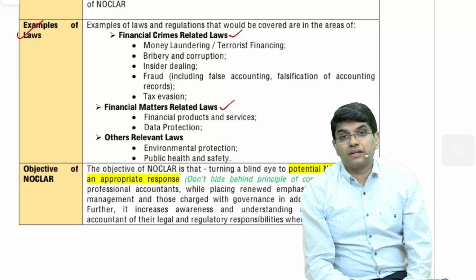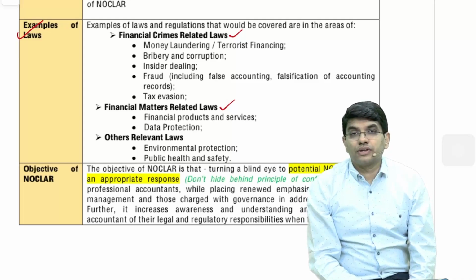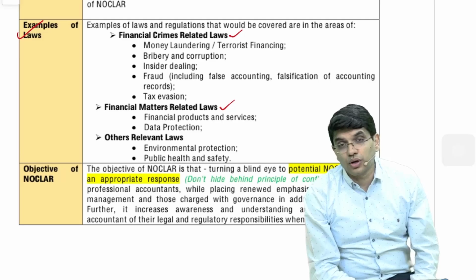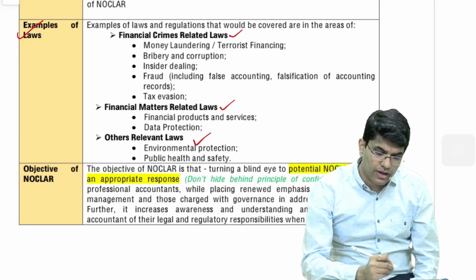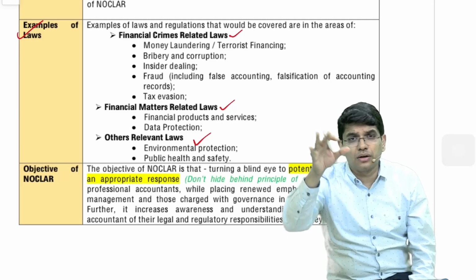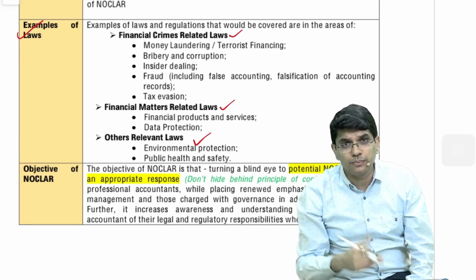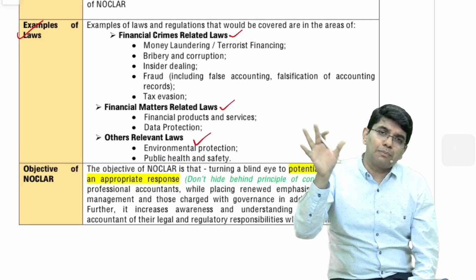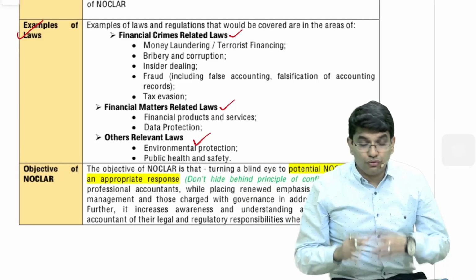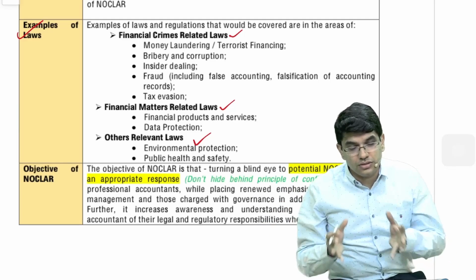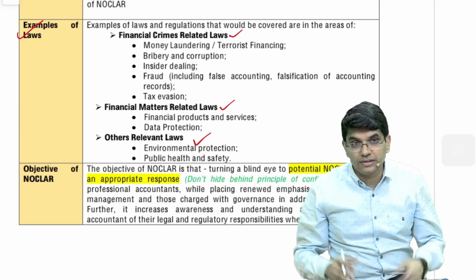Then financial matter related laws. Laws related to financial products and services, data protection. Those laws will also be there, other laws. Environmental protection laws are applicable to some manufacturing companies. Public health and safety may be applicable. So these are the different laws which may become applicable to the clients, to the employer. And as a professional, you should be aware of these laws and what to do if there is non-compliance.